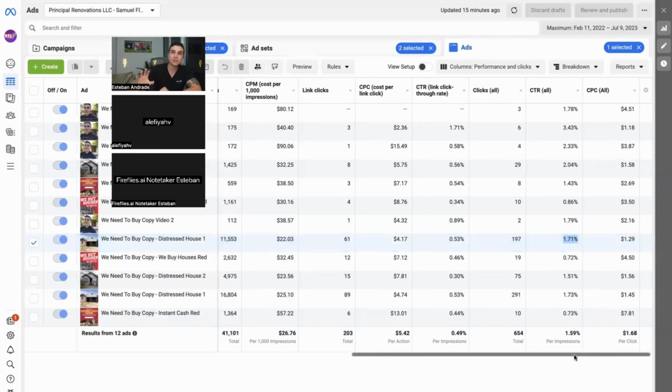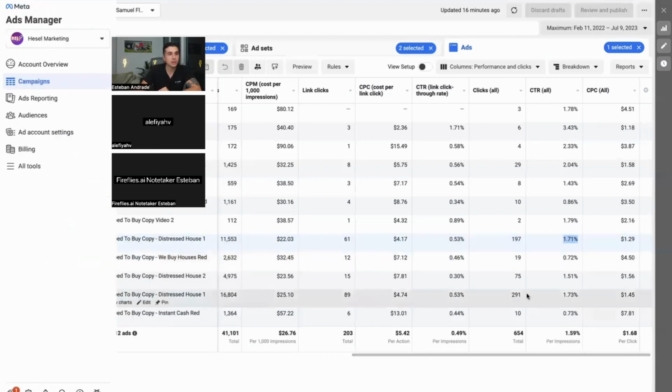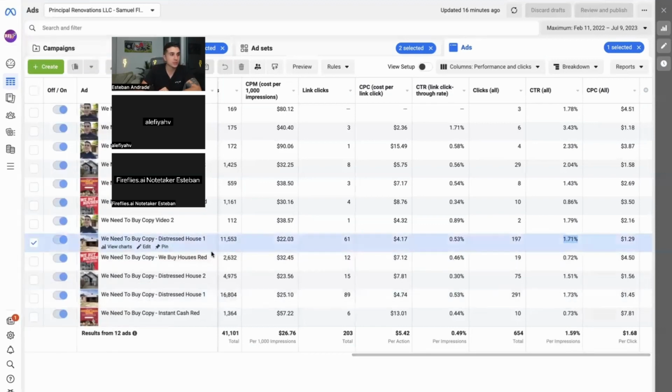And if we have this and we keep this in a very healthy margin, I would say over 2%, then we're looking at a good ad whenever we're talking wholesaling. Now, this one is 1.71%, and this one is 1.73. And if we had let it run for longer, it probably would have stayed within that range, which is okay if it's also giving you results.